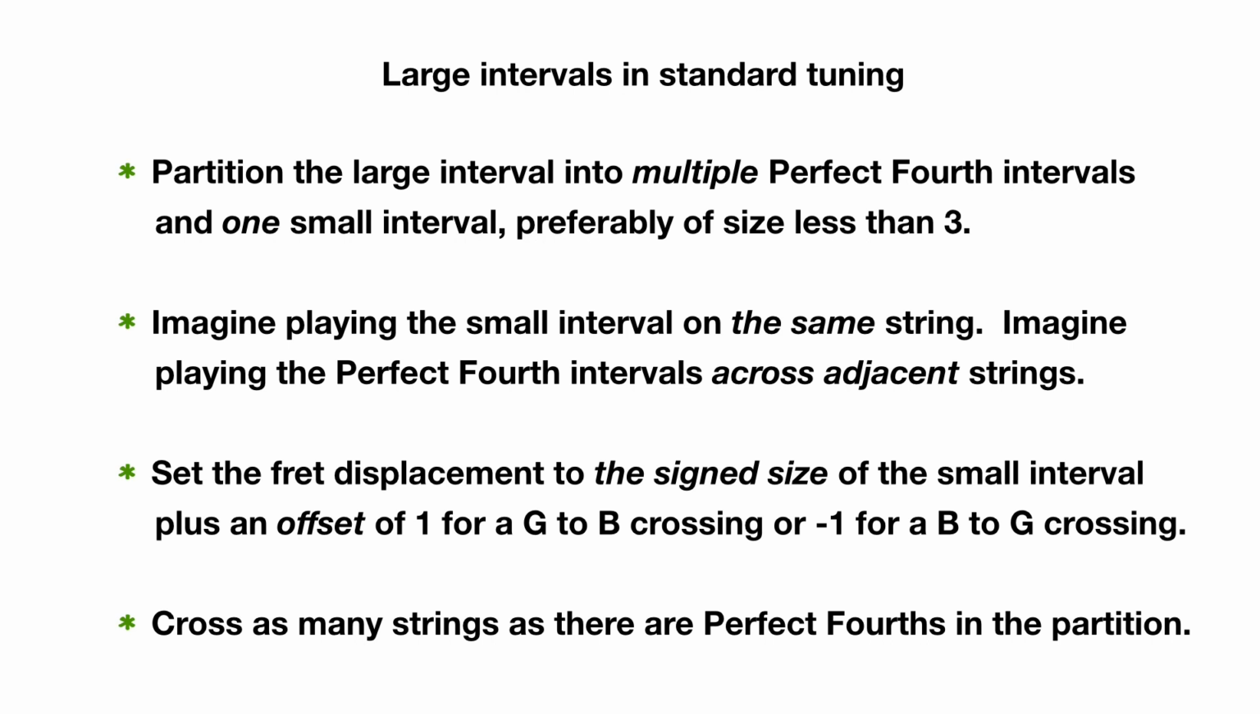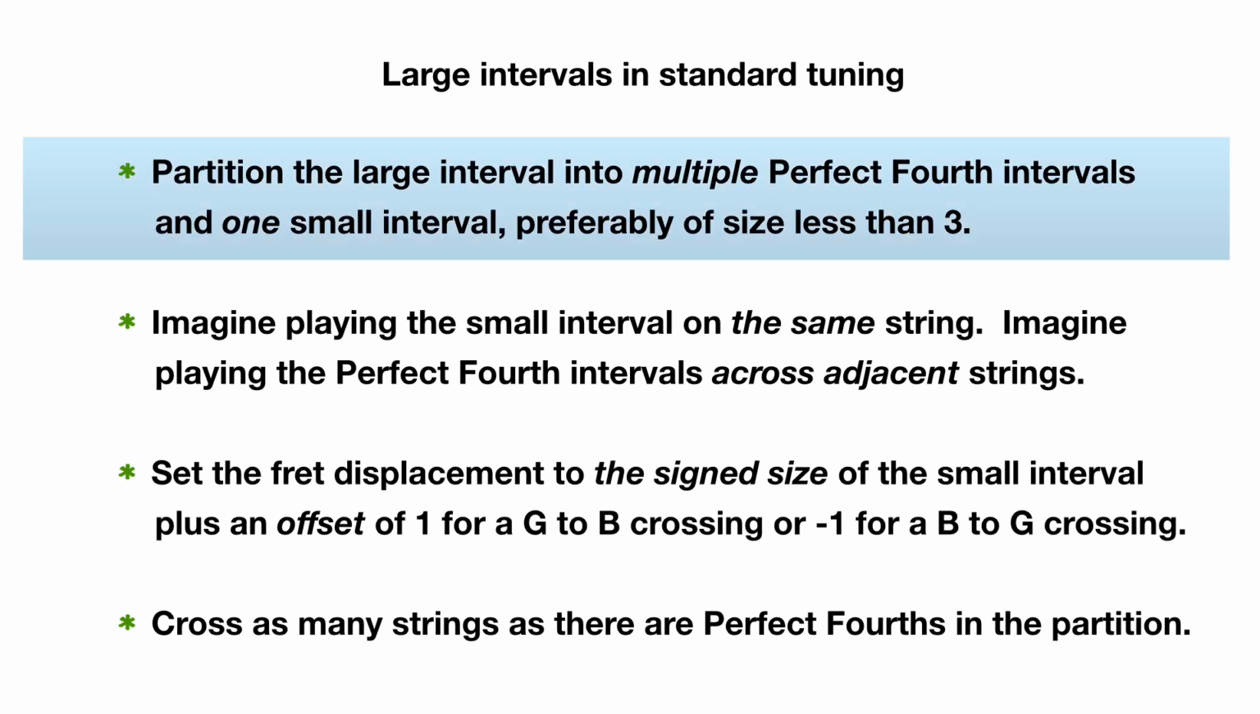The exception is, of course, the string pair G and B, for which the displacement is +1 going from G to B and -1 going from B to G. We can therefore decompose the big interval into multiple perfect fourth intervals and one smaller interval. The perfect fourth intervals are taken to be ascending if the original large interval is ascending and descending otherwise. The small interval can be either ascending or descending.